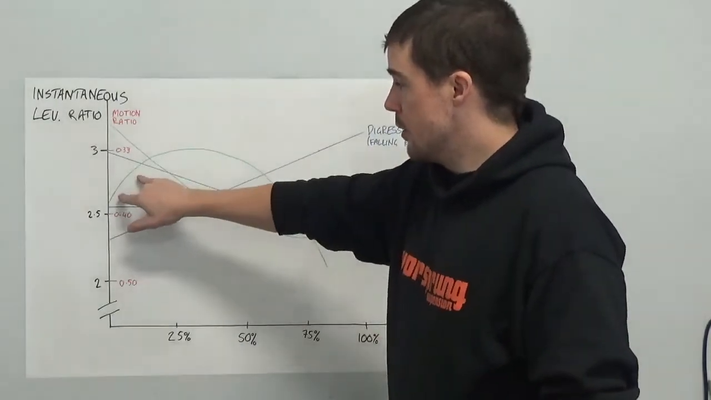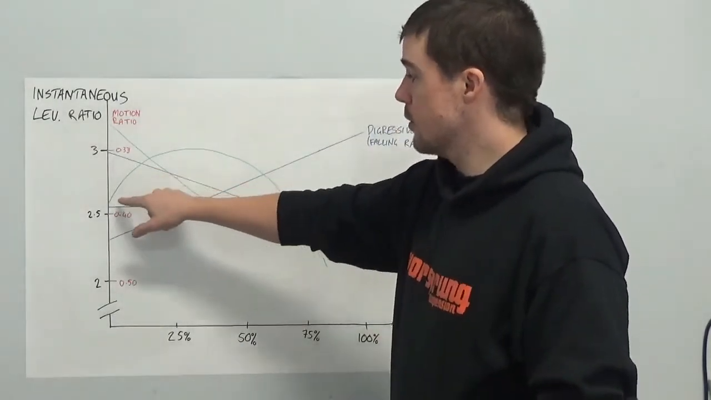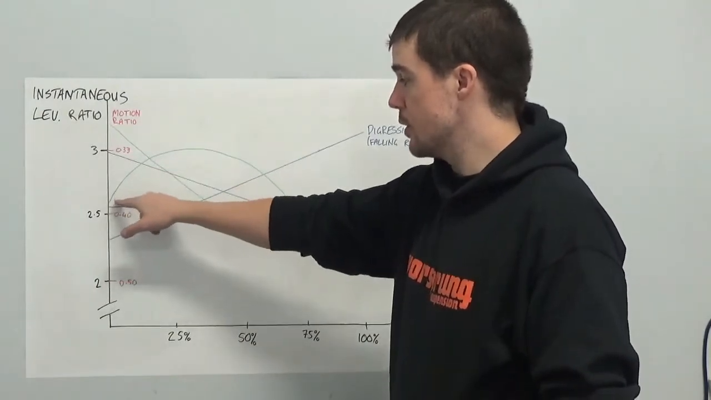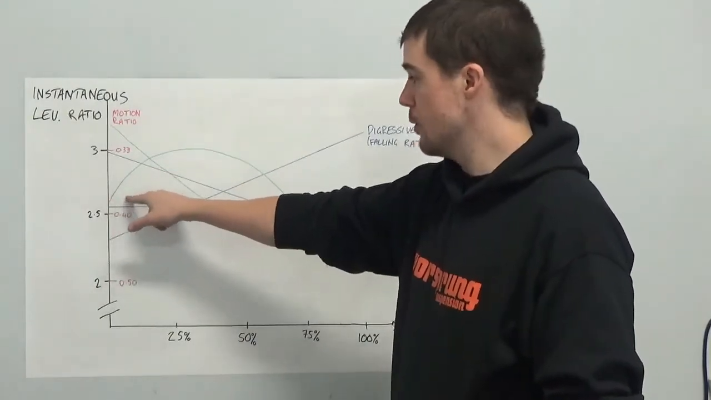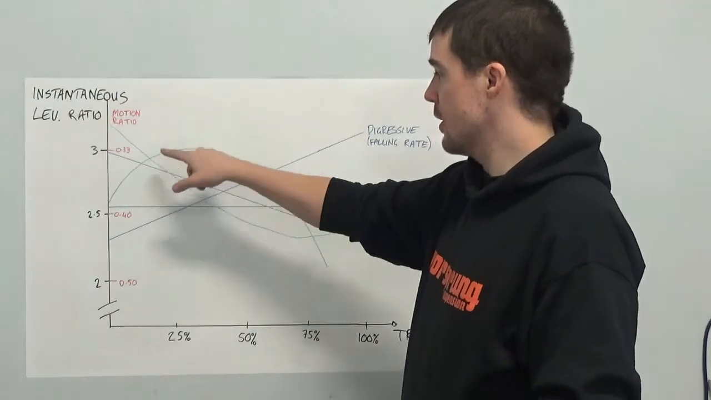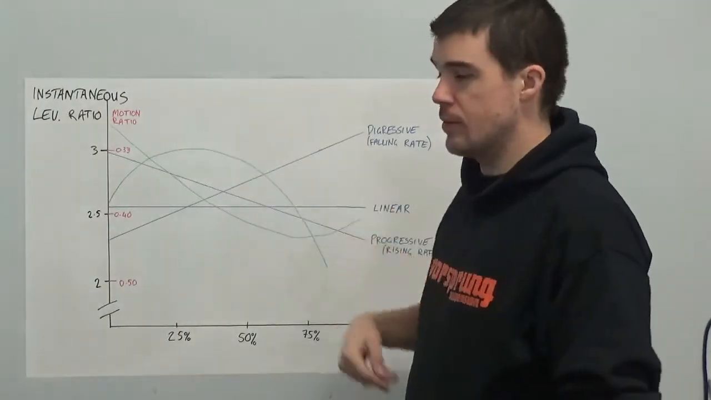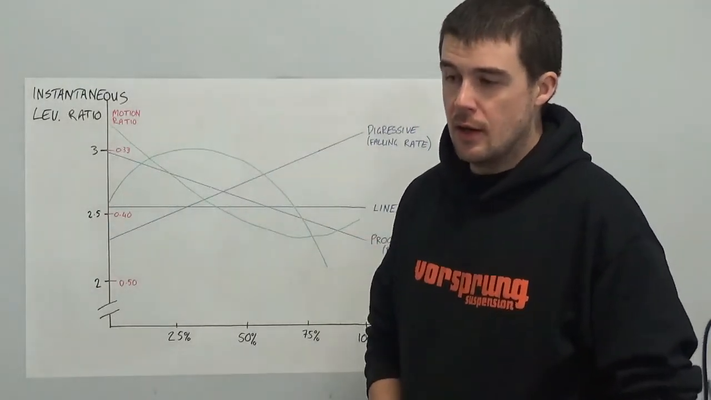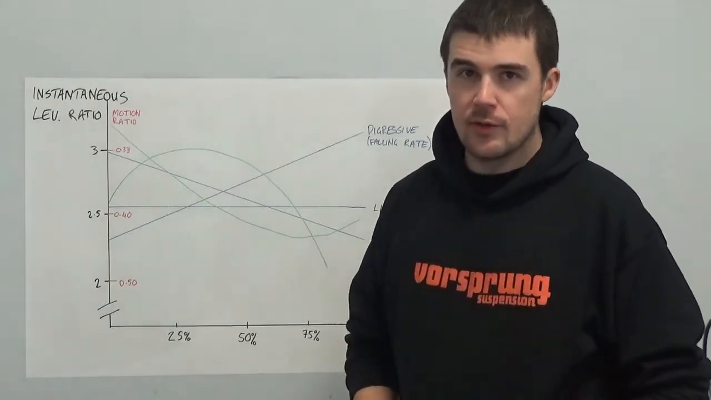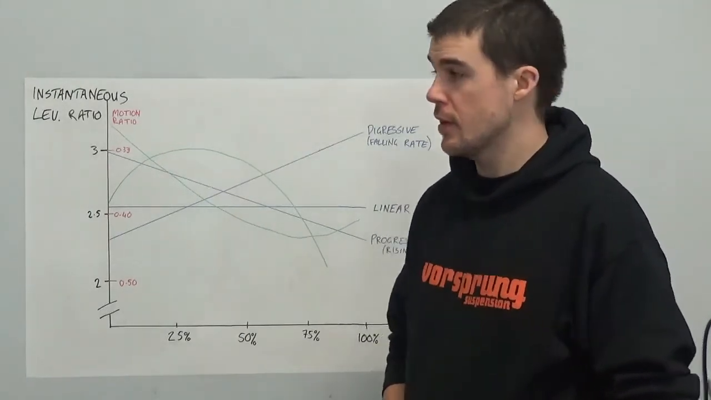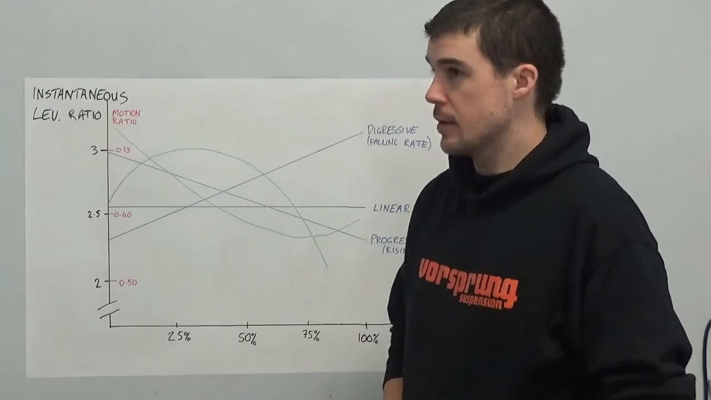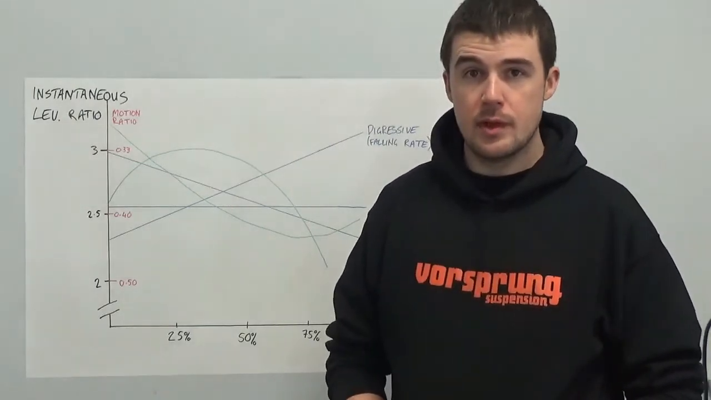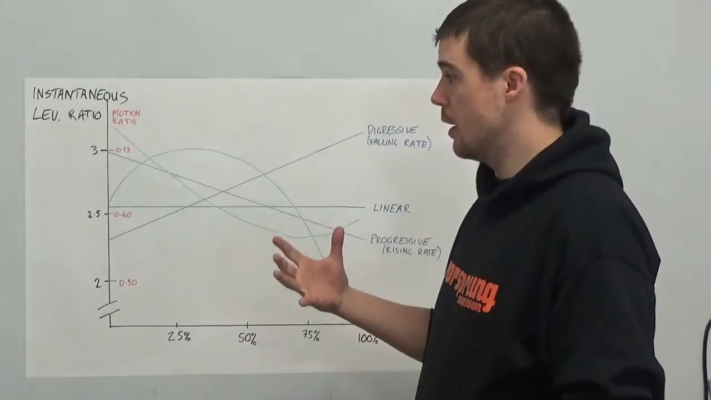Now, what this does is it means this part of the travel here is quite stiff, because you have a very low leverage ratio, well not very low, but a low leverage ratio early on. Then you have something that's softer in the middle, and then ramps up hard at the end. Now, this is a very common characteristic of VPP bikes. The guys that design them presumably want them to feel this way.